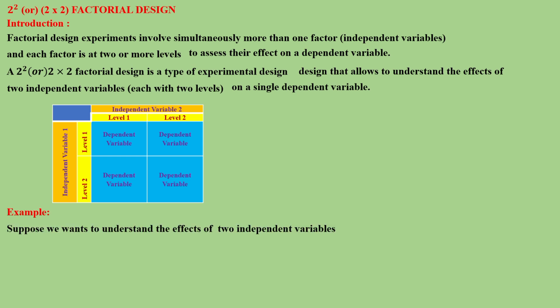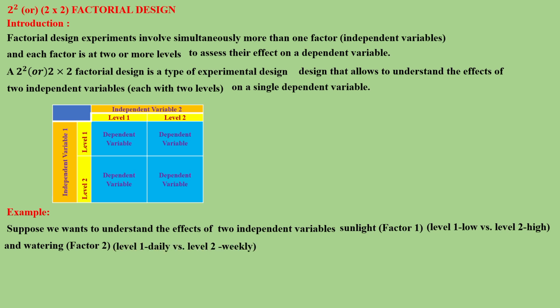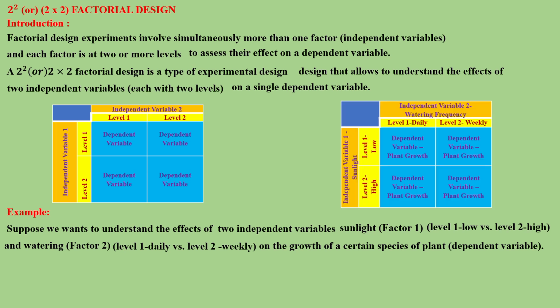Suppose we want to understand the effect of 2 independent variables. One is sunlight, low level, next sunlight high level. Then watering, factor 2, daily or weekly, right? 2 levels. And the growth of a certain species of plant, dependent variable, right? So this will be like this: daily, weekly watering, one independent variable, other independent variable sunlight, low, high, 2 levels, right? So plant growth, or you can take the yield also, right?